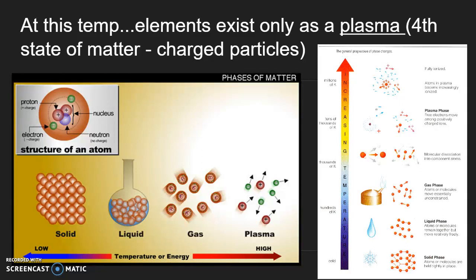At these temperatures that we're talking about in stars, we're looking at elements not in the form of a solid, liquid, or a gas, but instead of a plasma. Plasma is the fourth state of matter, and it just consists of charged particles. If you take a peek at these diagrams, we'll talk about these diagrams in class, but I wanted to include them in here.